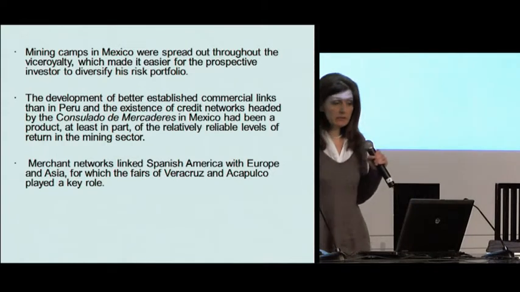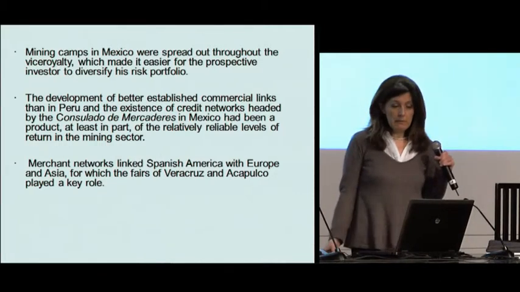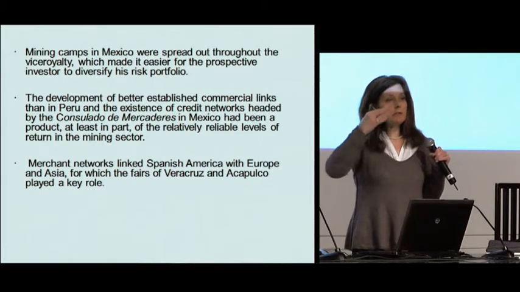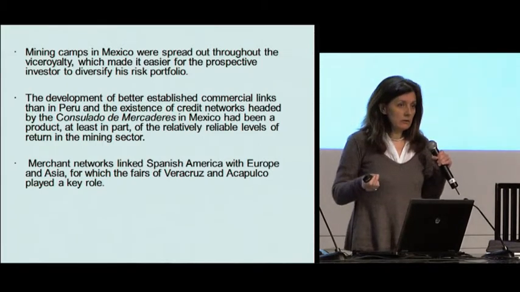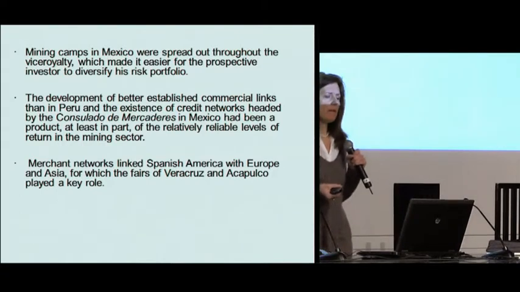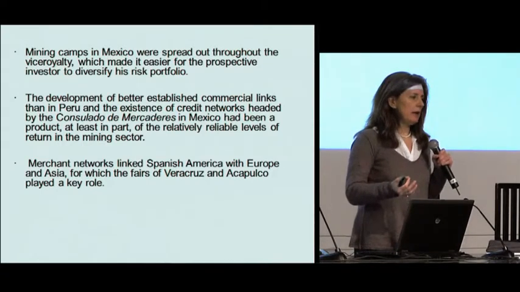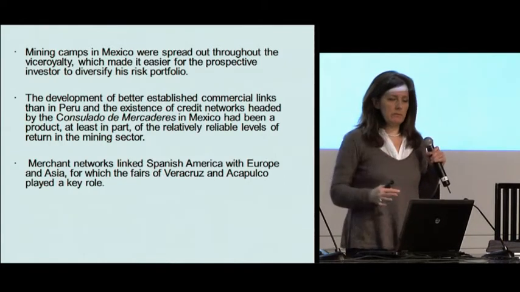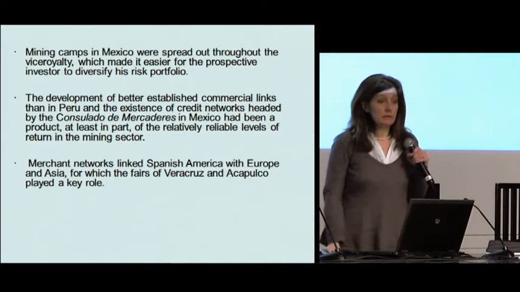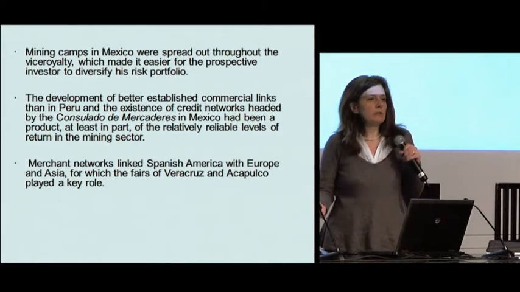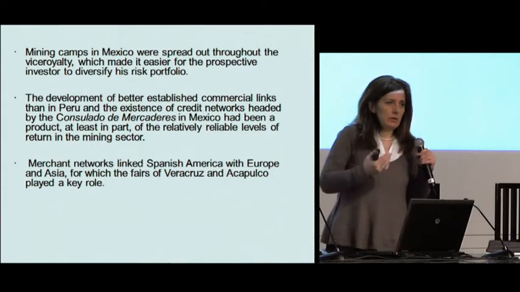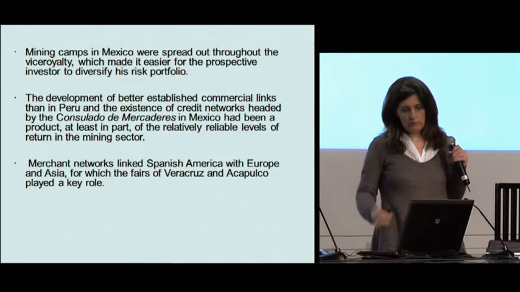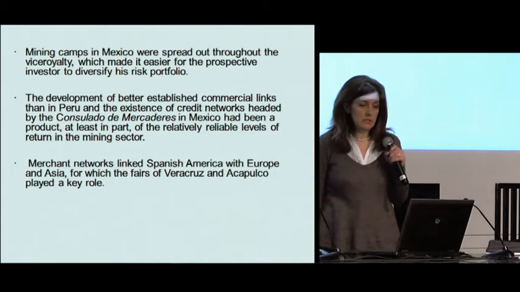Now we have other factors that may explain this difference in volatility. The fact that mining camps in Mexico were more spread out, right? Peruvian production relied mostly on one particular mine, whereas production in Mexico was more widespread. So if some ores were exhausted, other ores were still being exploited. So that would have diminished the volatility.